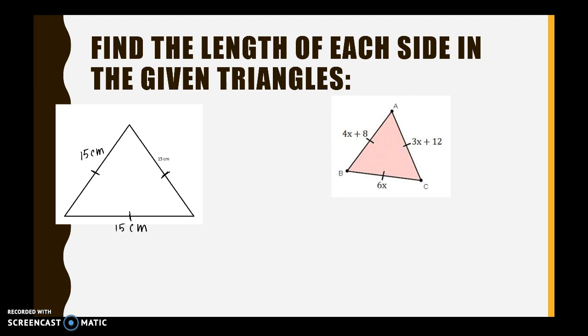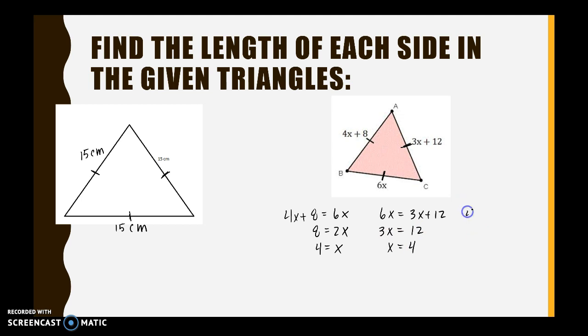Well, if all three sides are equal, I can set up any equation relating two of the given sides. So if I just say AB is equal to BC, all right, I'm going to subtract 4x from both sides, and I get x is equal to 4. Okay, well, what if I want to set 6x equal to 3x plus 12? That's acceptable as well, because BC is congruent to AC. I'm going to subtract 3x from both sides, and again, I get x is equal to 4.